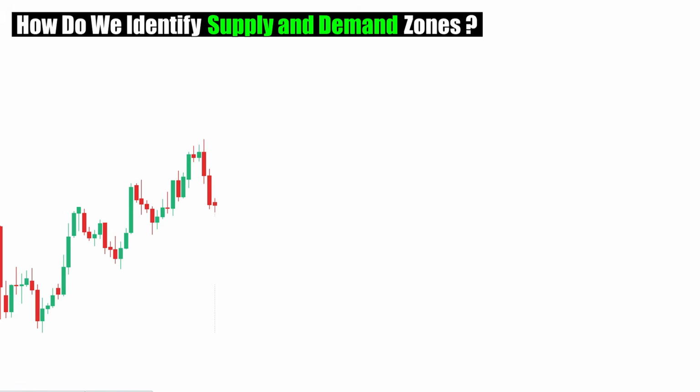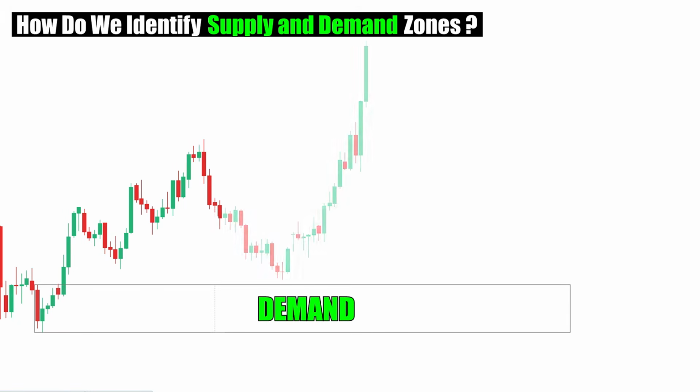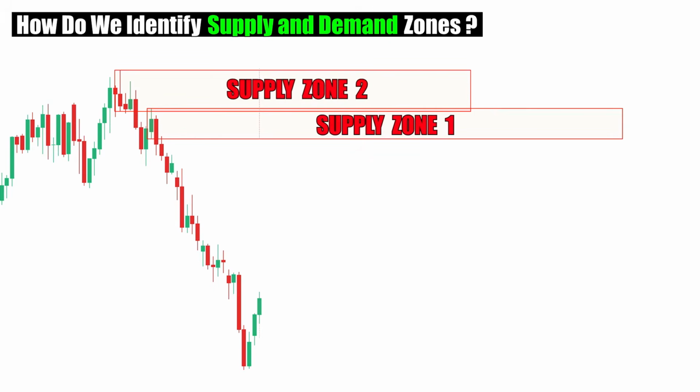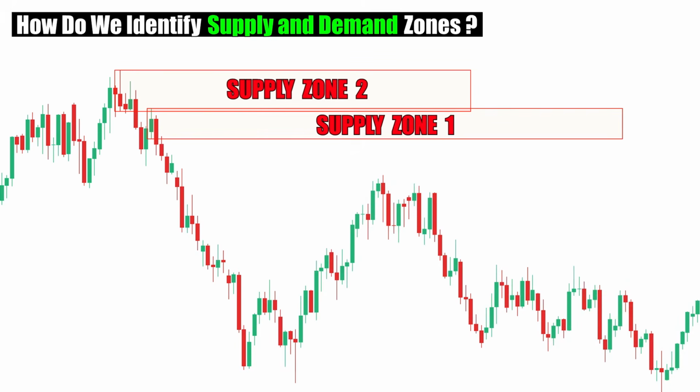Of course, not every demand zone will get retested. For example, this clear demand zone hasn't been touched yet, and it might not be for a long time. That's just part of trading. Probabilities mean that some zones will play out beautifully while others never get tapped. The same logic applies when identifying supply zones. If we flip the chart upside down, you'll see it works in exactly the same way, but for selling opportunities.